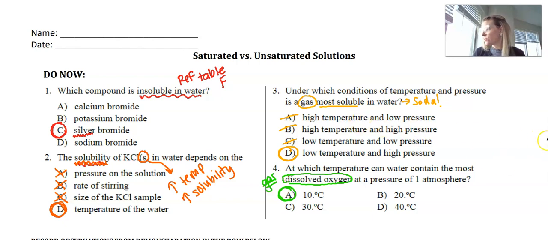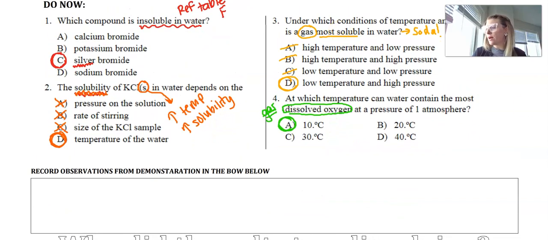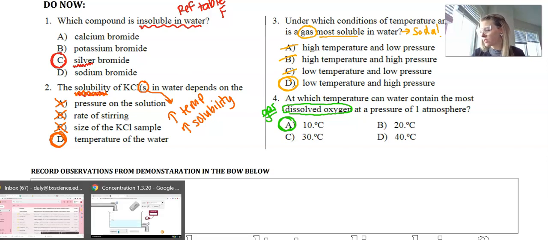So now what we're going to do is take a look at a quick simulation. Let me go ahead and pull that up. I believe I have it in a different screen.